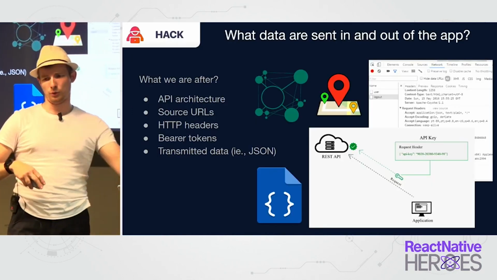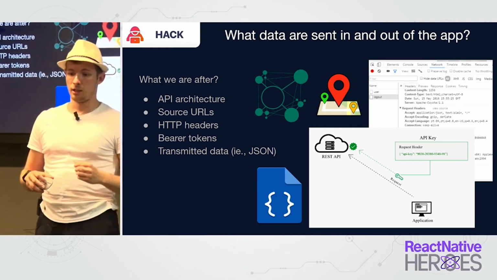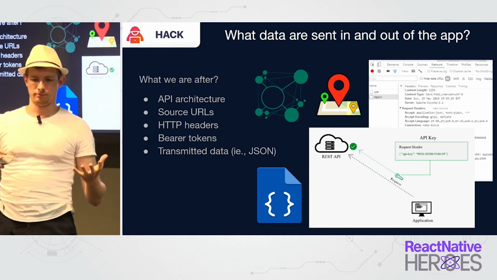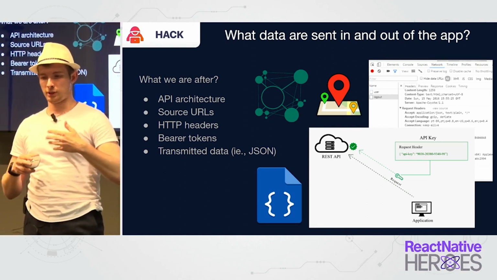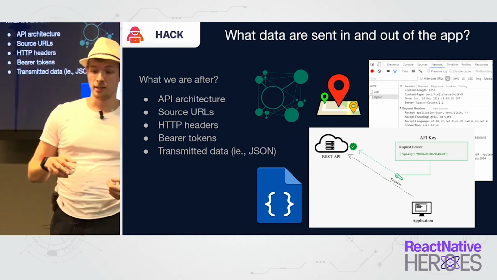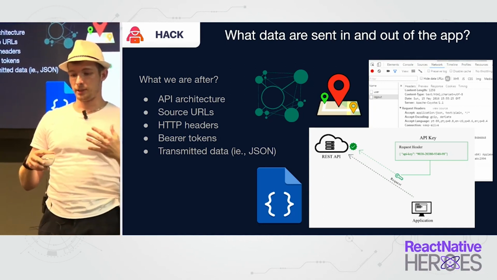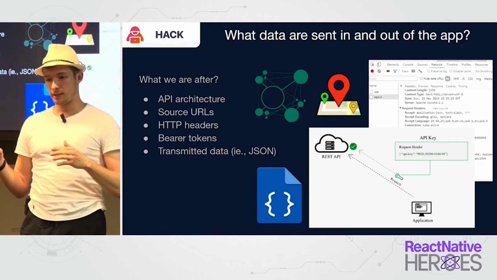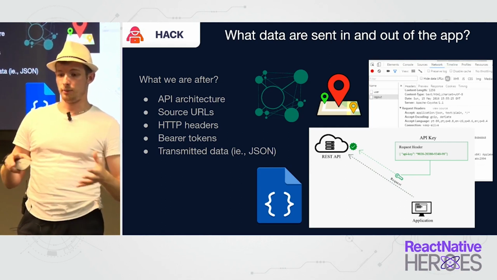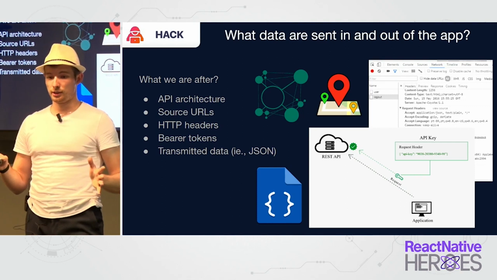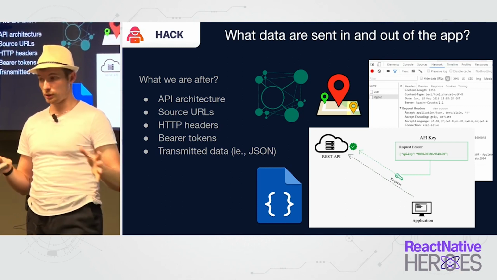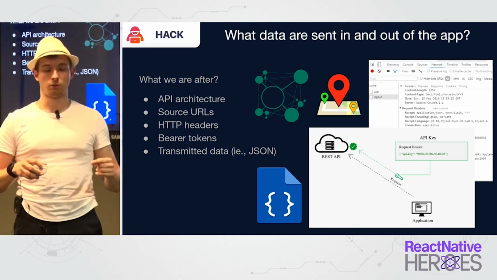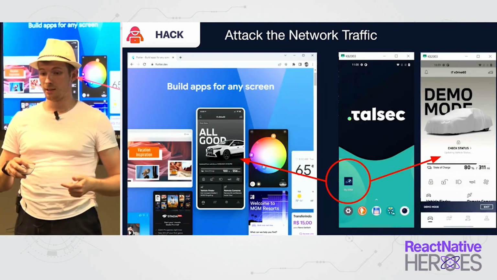Well, now I will move a little bit further. What kind of data are sent in and out of your application? During this process, I'm going to do man-in-the-middle attacks. So in the process, your application can reveal to an attacker what the API architecture of your backend is. It can reveal some URLs, HTTP addresses, bearer tokens, and JSONs. So I will show you what such a man-in-the-middle attack looks like.